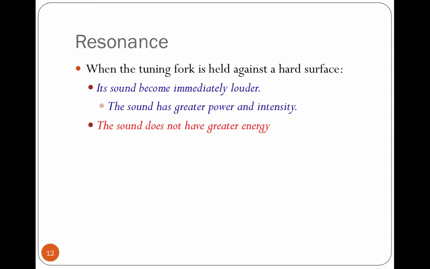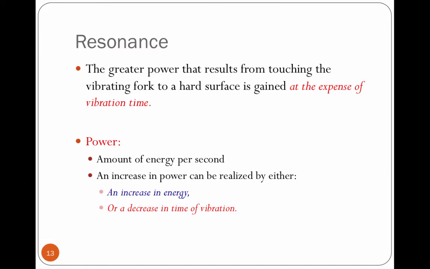So when we hold a tuning fork against a hard surface, the sound immediately becomes louder. The sound has a greater power, a greater intensity, but it does not have a greater energy. The greater power that results from touching the vibrating fork on the hard surface is gained at the expense of vibration time. So if you remember, power is the amount of energy per second. An increase in power can be realized by either an increase in energy or a decrease in vibration time.